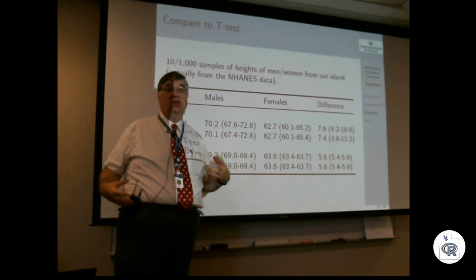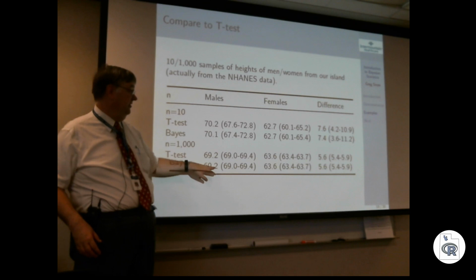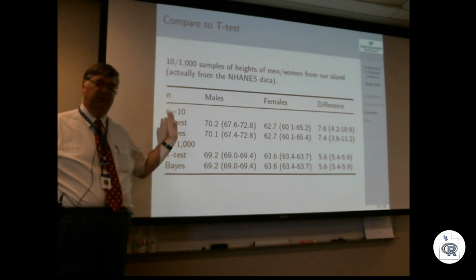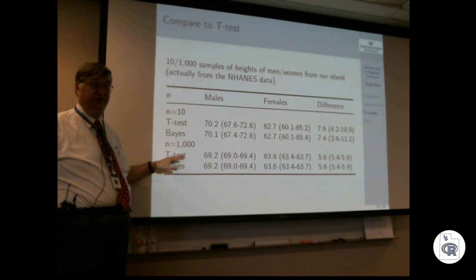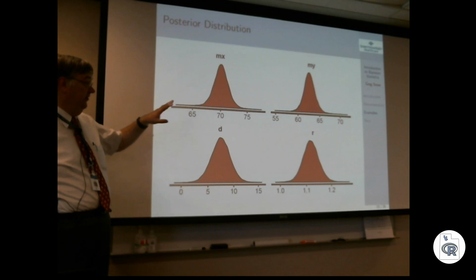When we get to 1,000 data points, they are actually much closer to each other. If you go a few more decimal points, they don't match exactly, but the data is really dominating the prior here, and so you're not going to see much difference between these things here. Okay, here are the actual posterior distributions when I do this.